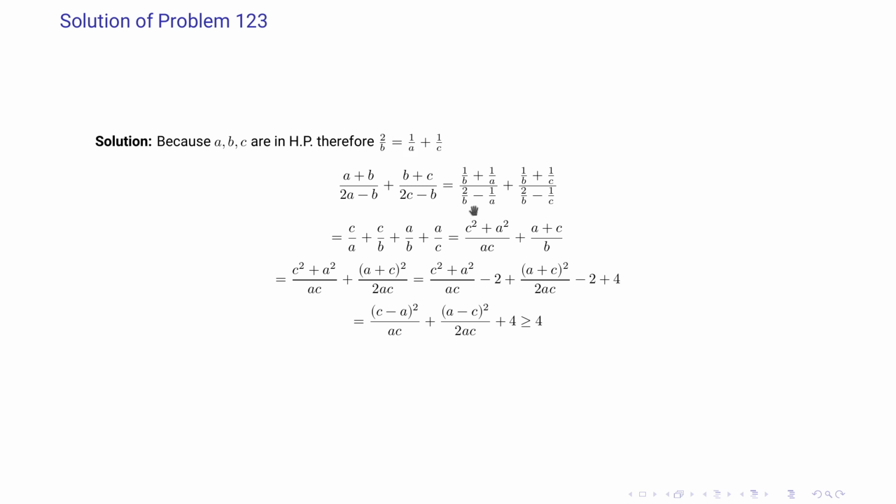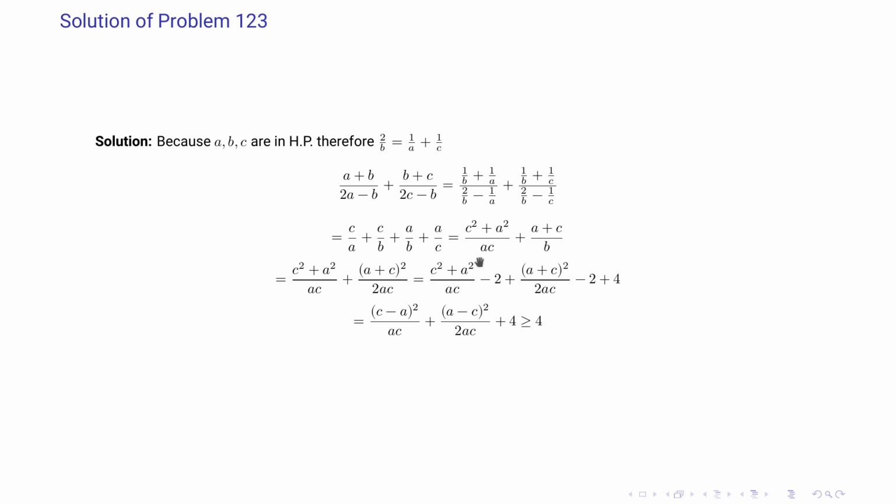So when you substitute, what will happen is this 1 by A will get cancelled, it will become 1 by C, and this will become 1 by A. So if it becomes 1 by C, you can take C to the top. So it will become C by A plus C by B. And you can take A to the top here, it will become A by B plus A by C. So this total is equal to (C square plus A square) by AC plus (A plus C) by B.